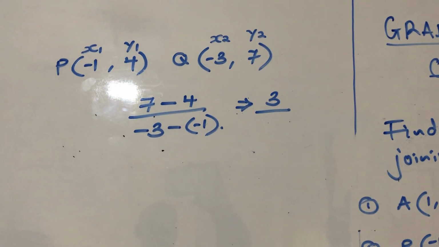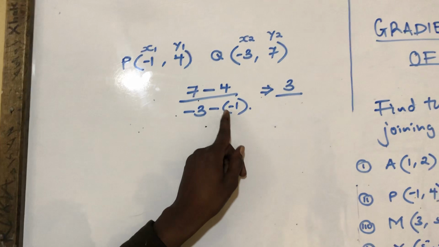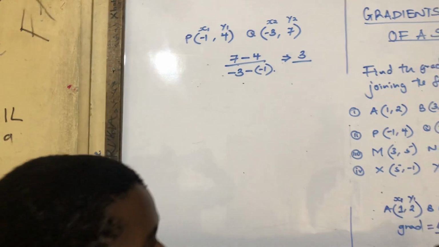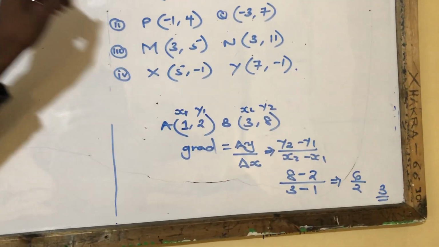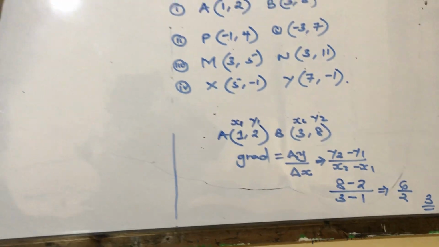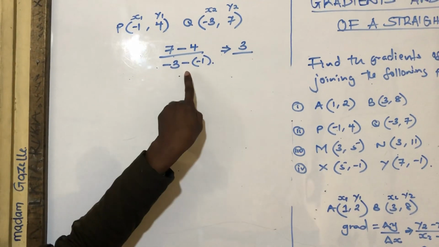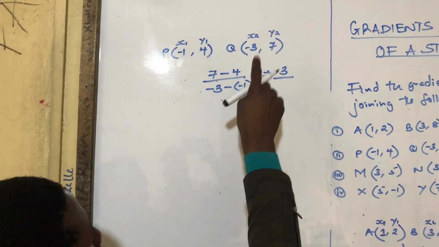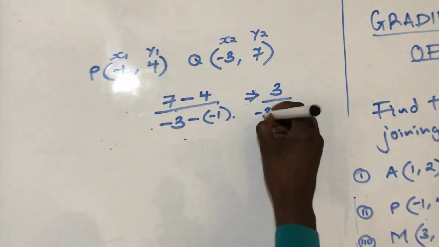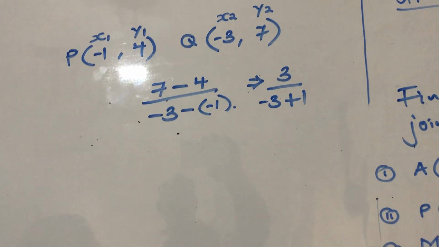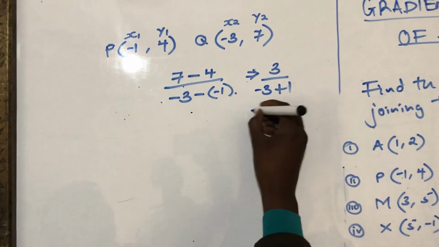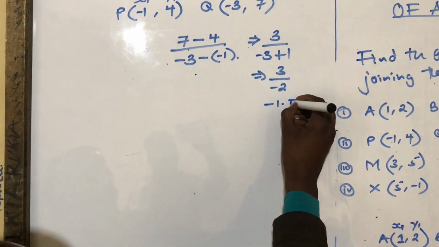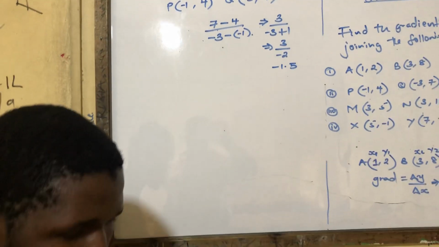I want the student to take note of this. Understand the reason why I'm putting the two negatives. The first negative comes from the formula, while the second negative I'm having here is coming along with the x1. That is my reason for putting the two negatives. So what's -3 minus -1? That will be -3 plus 1. Two negatives will always make up a positive. So this will be 3 all over -2. And 3 divided by -2 should give us a gradient of -1.5.